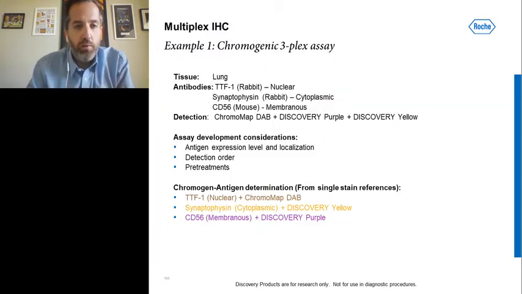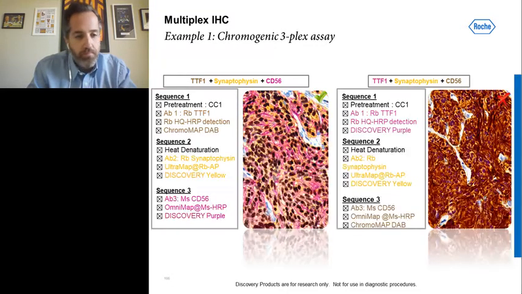So the tissue here that we're going to use is lung, and we're going to be running it with TTF1, synaptophysin, and CD56, with DAB, purple, and yellow. And based on the single staining references that we've created, we've decided that we're going to run TTF1 with DAB, which is nuclear, synaptophysin, which is cytoplasmic with yellow, and CD56 staining the membrane with purple.